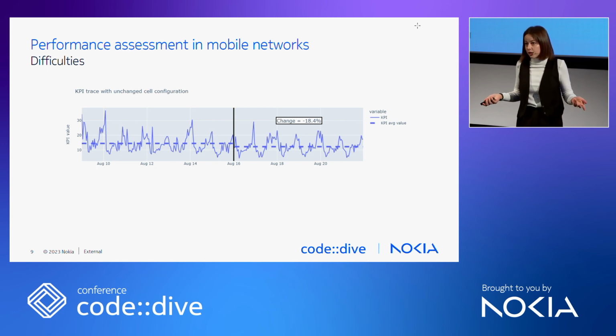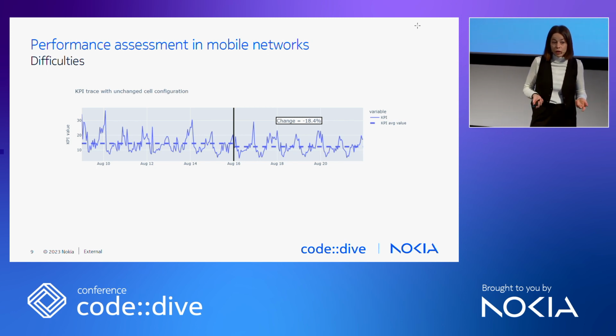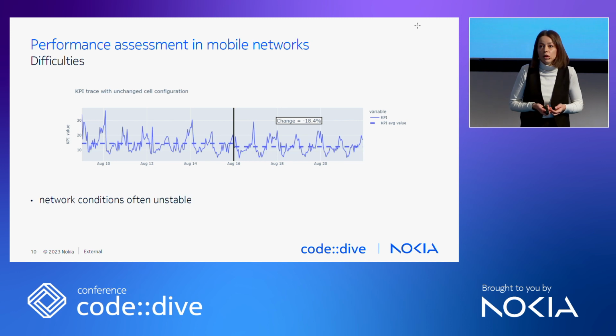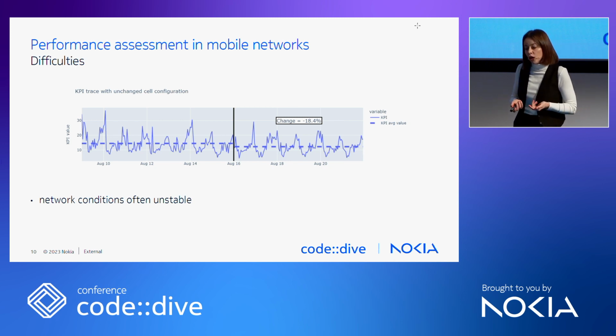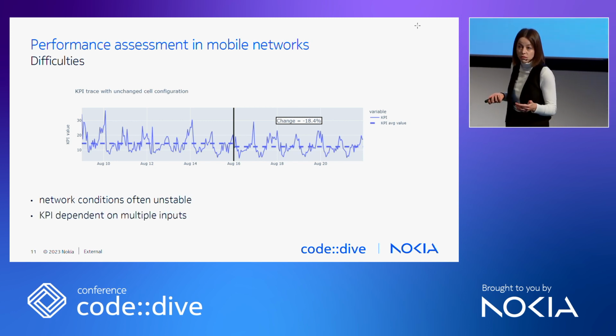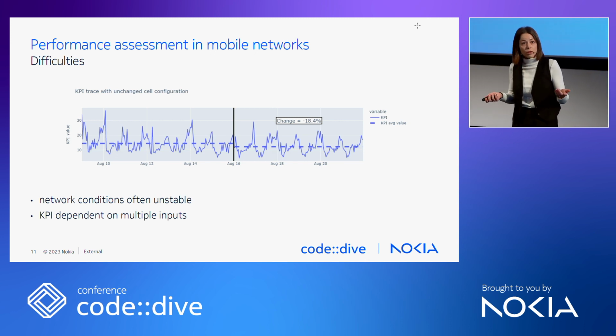But why is that? Why does that happen? Well, because like I said, mobile network conditions are often unstable. So in theory, we expect this KPI to be periodic, but there are many exceptions to this rule. What is more, such a KPI depends on dozens of other indicators. So the conclusion would be simple here. We just need a more sophisticated method.